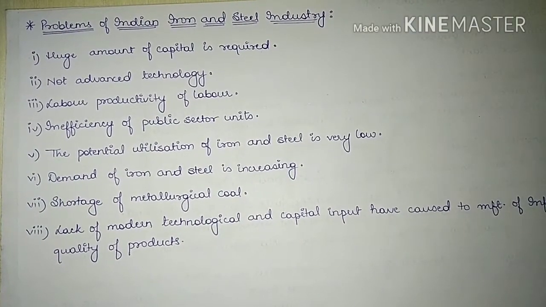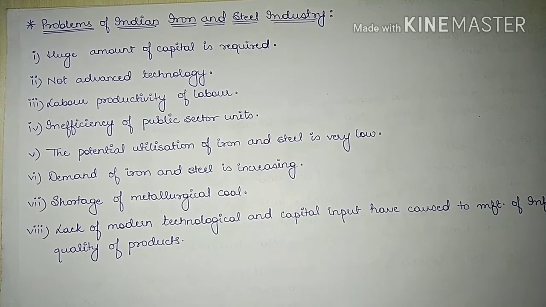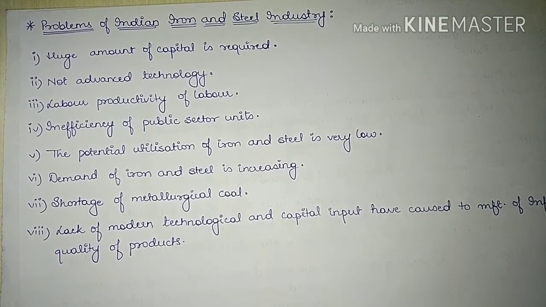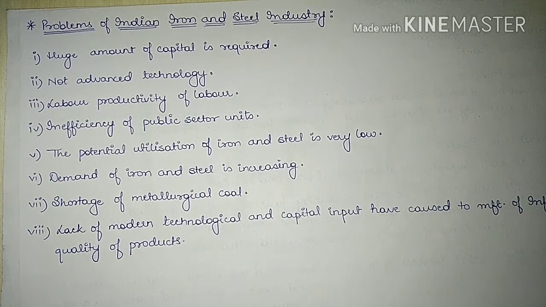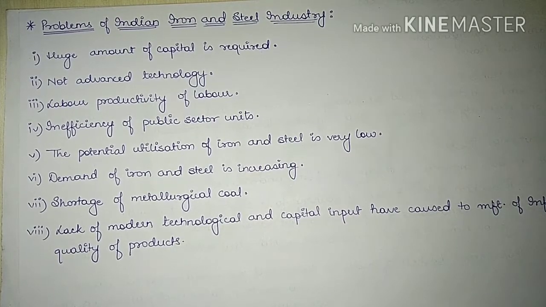Now, at last, if we talk about the problems of the iron and steel industry, we will see that it requires huge capital investment, and this huge capital investment cannot be afforded by developing countries like India. Many of the public sector integrated steel plants have been established with the help of foreign aid. Now we can see that even a huge economy like India requires foreign aid. So the capital that is required in the iron and steel industry is quite huge.